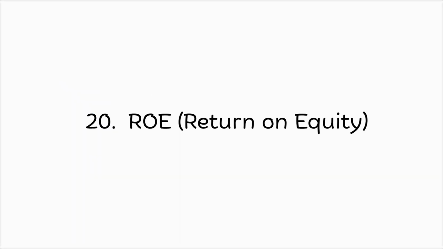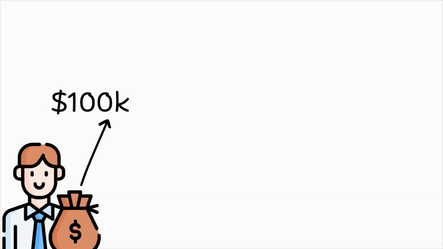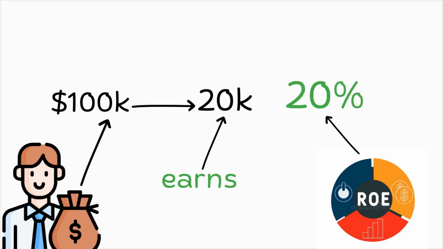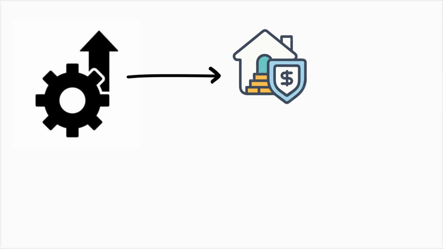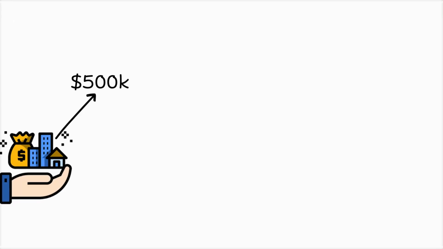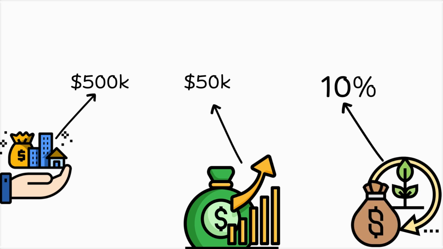20. ROE. Return on equity basically shows how efficiently a company uses shareholder money. If investors put in $100,000 and the company earns $20,000, the return on equity equals 20%. 21. ROA. Return on assets measures how efficiently assets generate profit. So basically, you own $500,000 worth of assets and earn $50,000, so return on assets equals 10%.